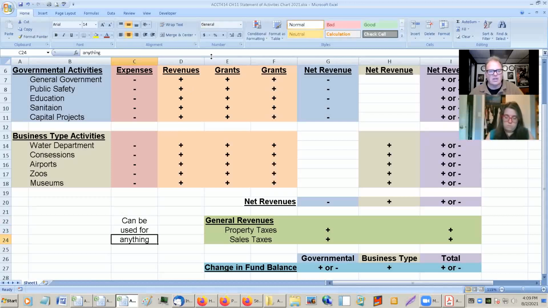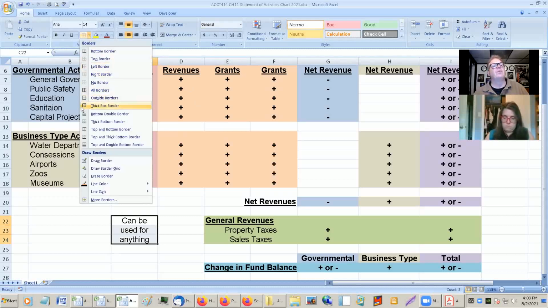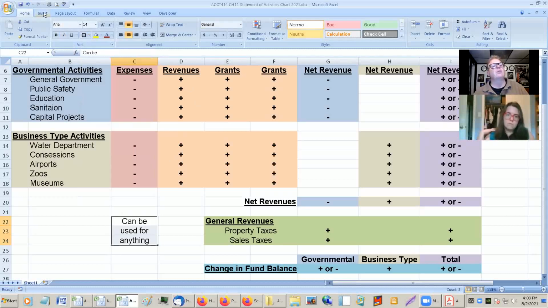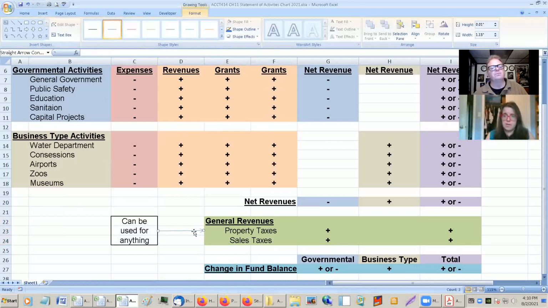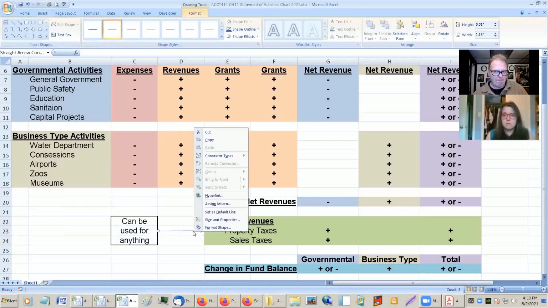So the general revenues are really important. When you talk to people who are actually in government, these are the ones they really like because they can be used for anything. So it's the business revenues that can be used for anything? Yep. Generally speaking, the business ones can be used for anything.